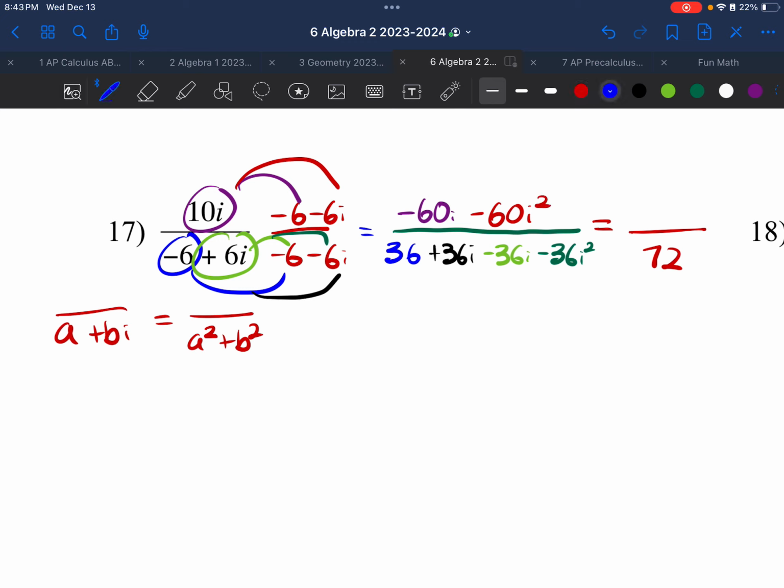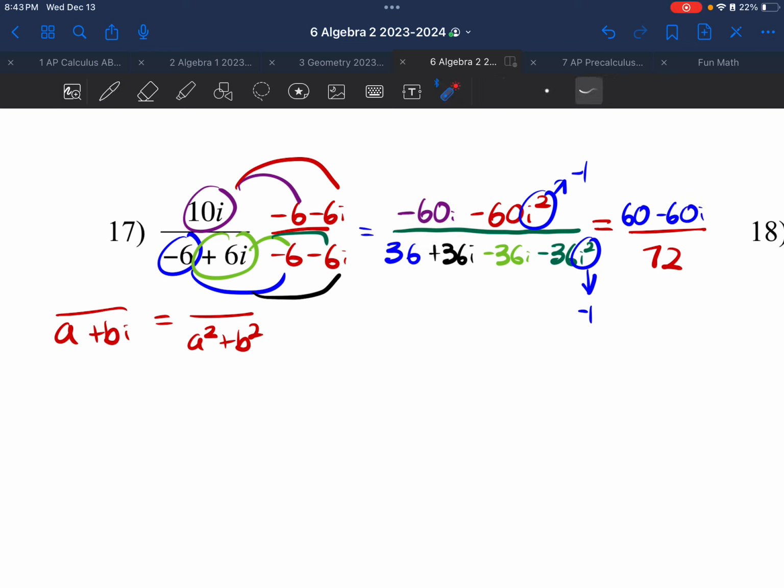Notice we have a bunch of these i squared terms. This i squared term turns to negative 1. This i squared term turns to a negative 1, which means in the top I have a negative 1 times a negative 60 for a positive 60. And I have a negative 60i, which I'll just copy down, negative 60i.